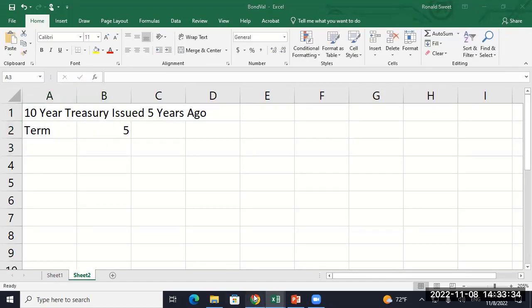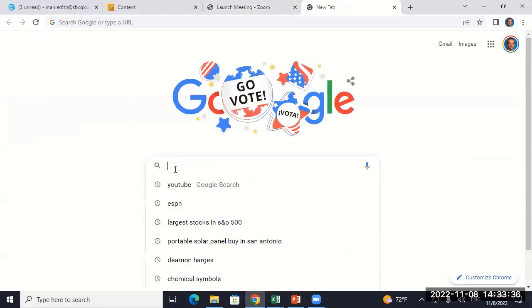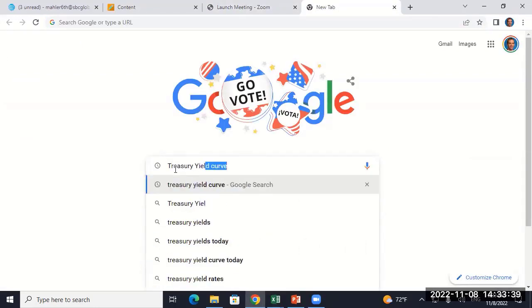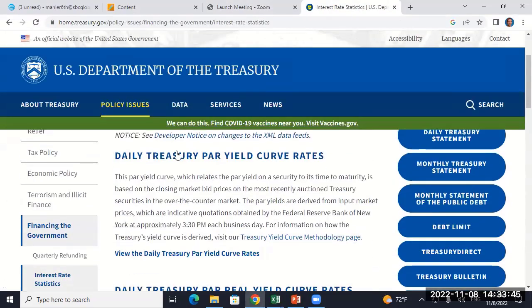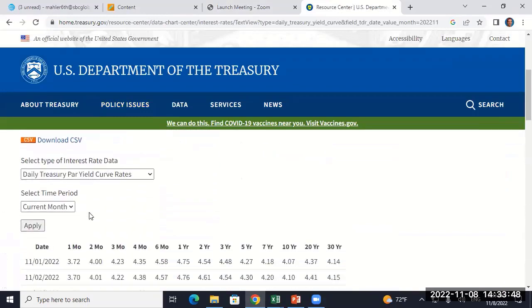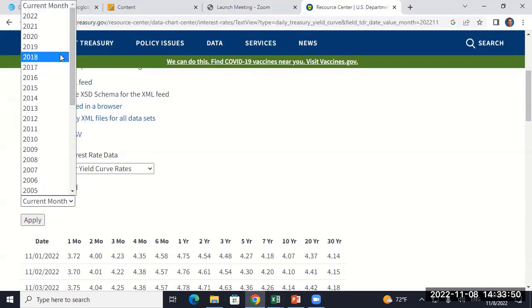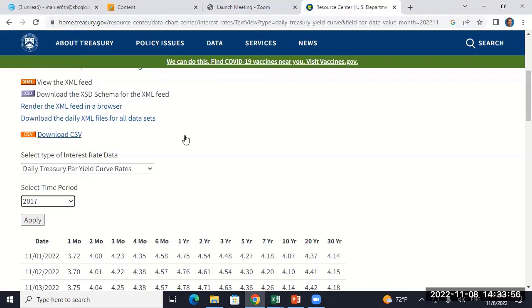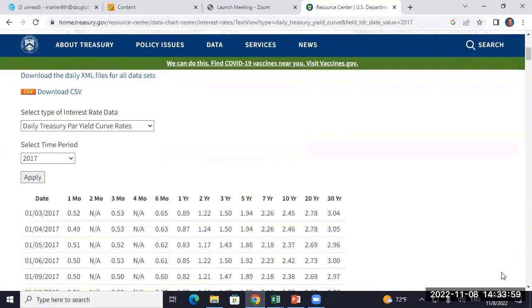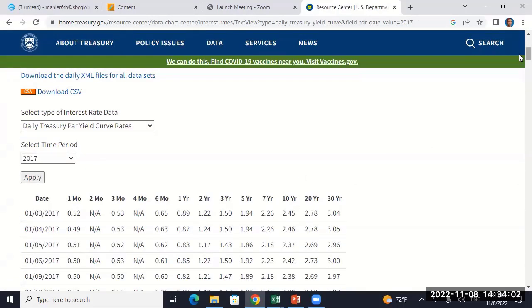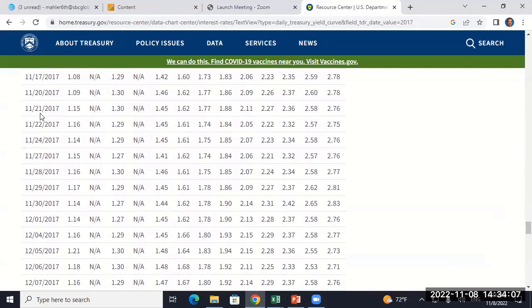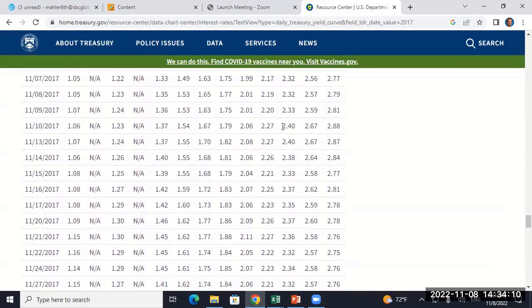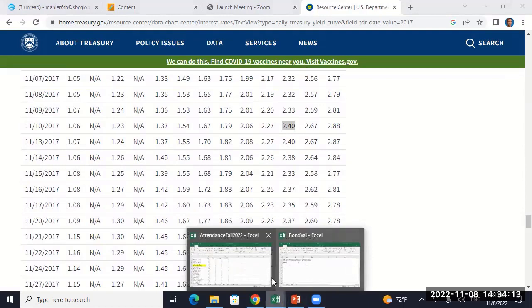So let's get the coupons. Go out to the treasury yield curve. I do try to make them as real life as possible, so I do try to use real life numbers. So 5 years ago would be November 2017. And the 10 years, the third one from the end. So let's just go with 2.40, nice round number.